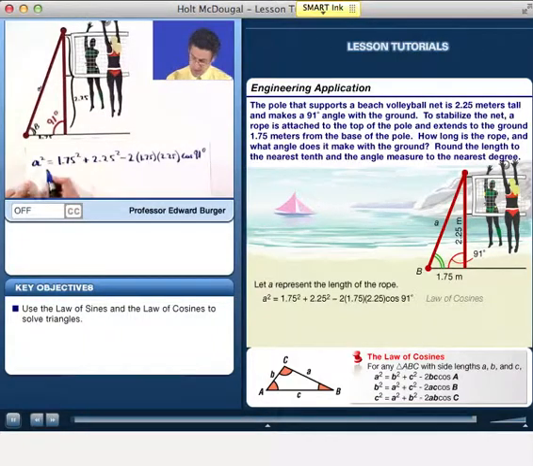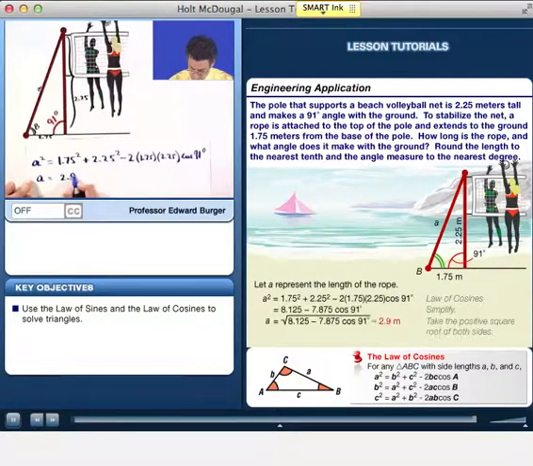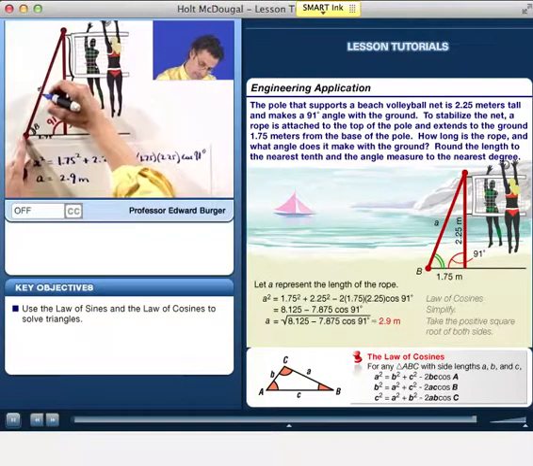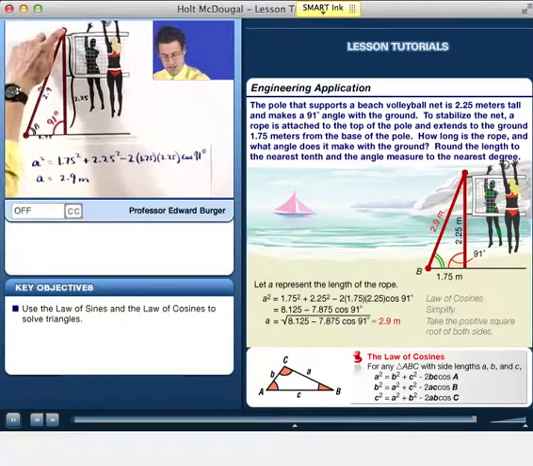And so when you do that, you'll get this big number, and then when you take the square root, I see that, in fact, A equals 2.9, and the units here, by the way, were meters. So I see A equals 2.9 meters. So 2.9 is the length of the rope from the top to the bottom.